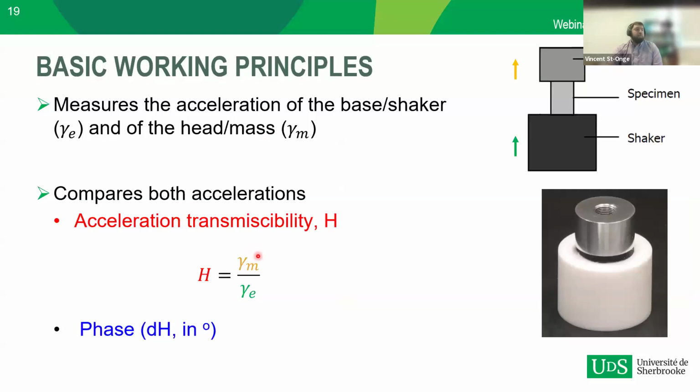So as I mentioned, what we are literally measuring with the instrument is what we call the acceleration transmissibility, which will be defined as the H function, which is the ratio of the acceleration of the head, so this would be the mass or the head of the sample holder, divided by the acceleration of the shaker or the base of the sample. And then it will also give us the phase element as a DH value, which will be in degrees.